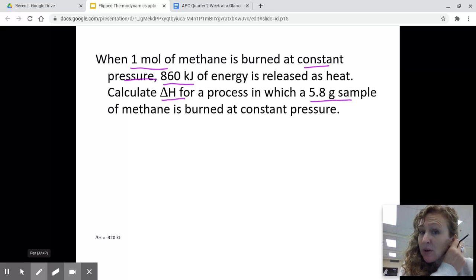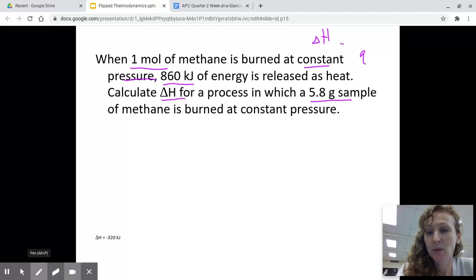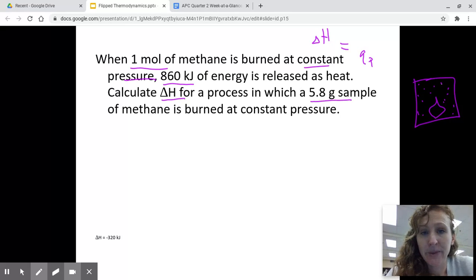Now, a couple things about here. They tell you that it's constant pressure so that you know that the delta H that you're dealing with is enthalpy. If, for example, methane was burned inside a closed container, then the pressure would build up inside here, and it would not be a constant pressure scenario, and you would have to deal with the work that was done as well as the heat that is released.